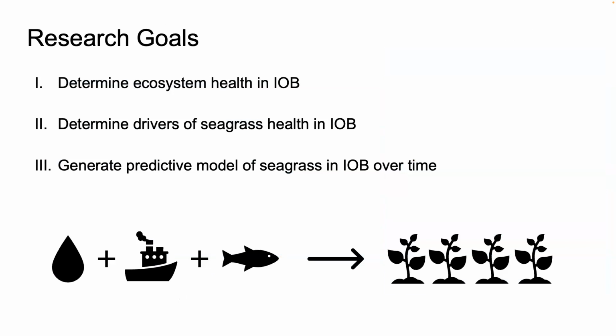So overall, our research goals were first to determine the ecosystem health at Ingleside on the Bay, using those 3 different parameters: water quality, human interactions, and then also wildlife indicators. And then to determine the drivers of the seagrass health, so which variables are more important in determining that seagrass health that we're defining. And then also to generate a predictive model so that we can forecast what might be happening to the system in the future and use that to promote protection of this particular system.